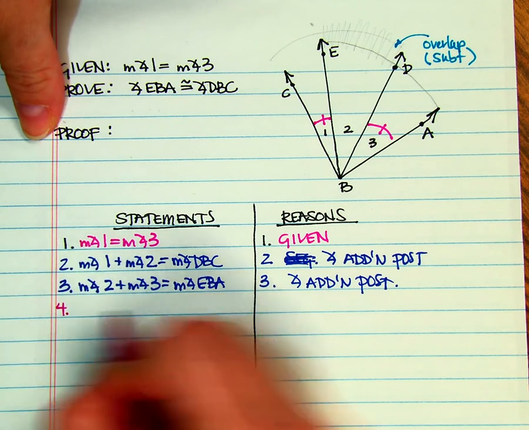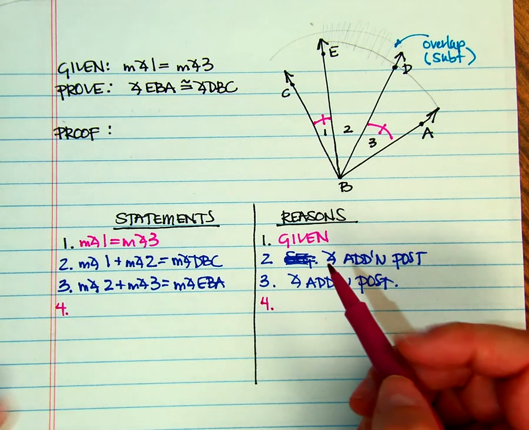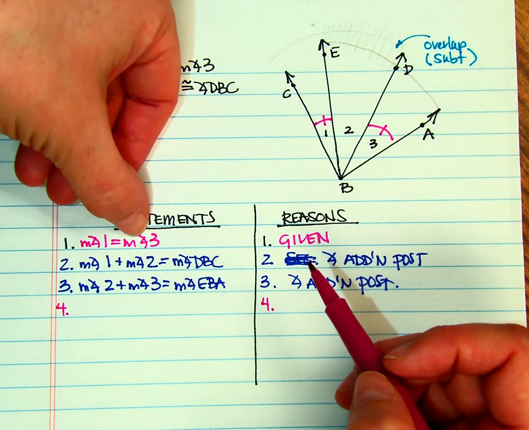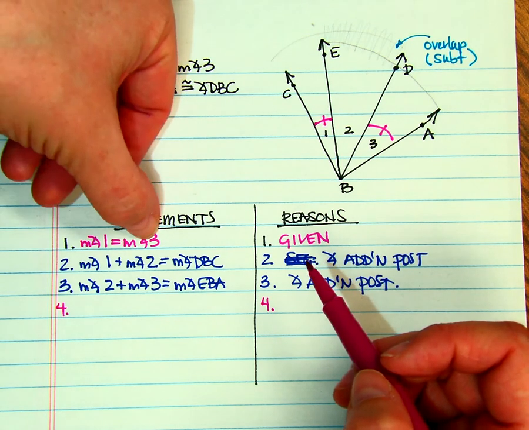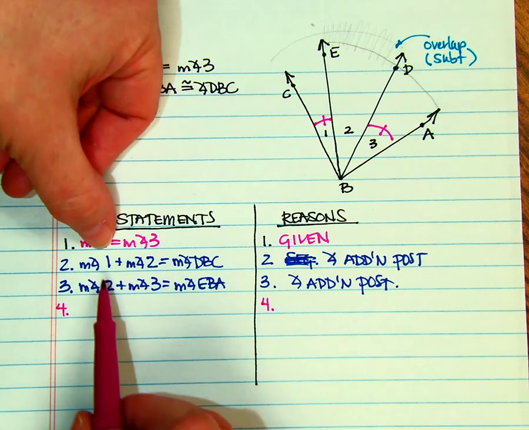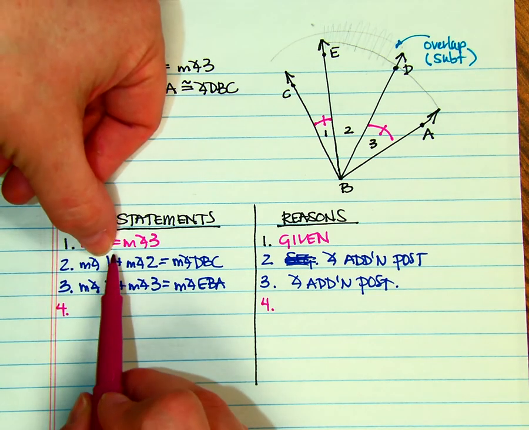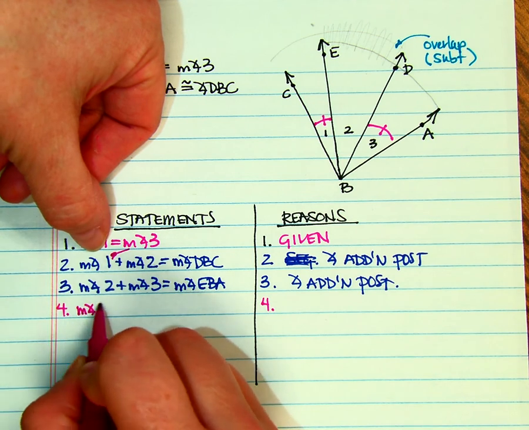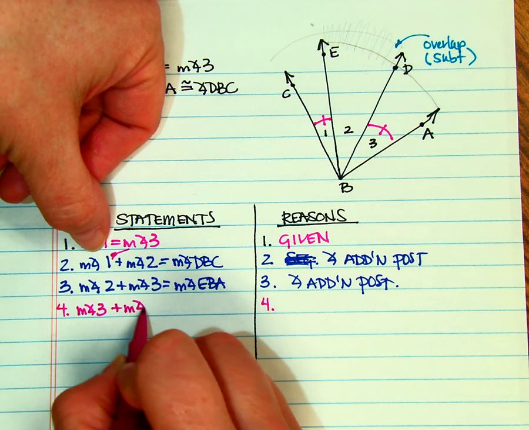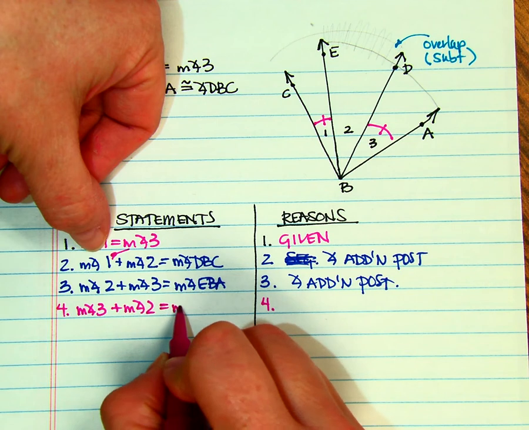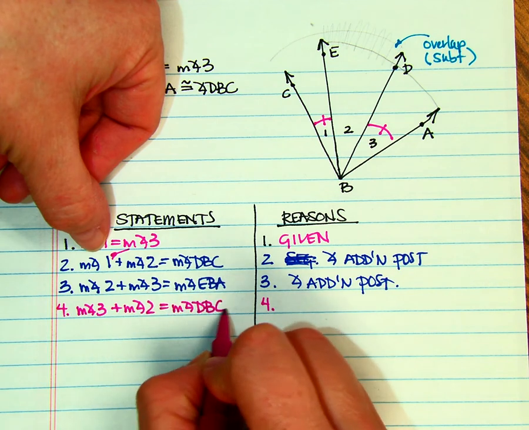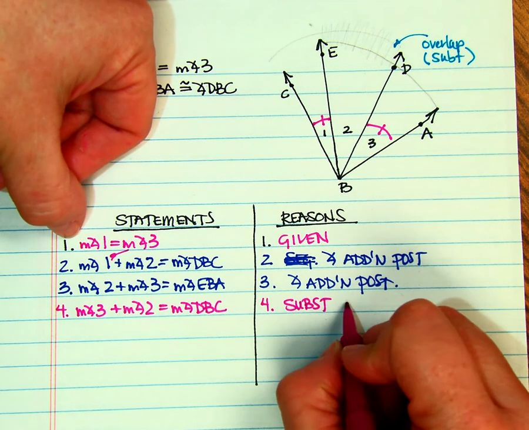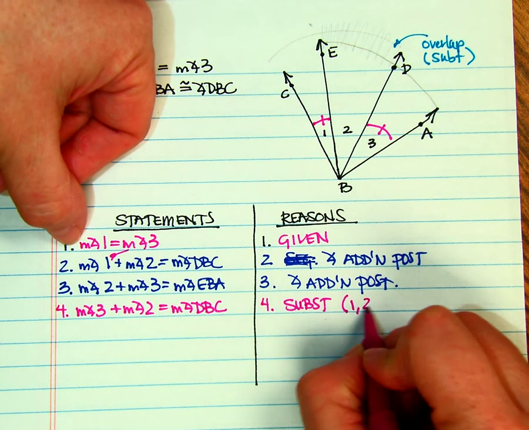So I have number 4. I don't know exactly what I'm doing yet. I know that 1 is congruent to 3. So anywhere I see a 1, I'm going to put a 3 or vice versa. It does not matter. So I have angle 1. I'm going to put an angle 3 in here. So I'm going to substitute those. So the measure of angle 3 plus the measure of angle 2 equals the measure of angle DBC. So this is just substitution. And that would be putting the idea of 1 into 2.